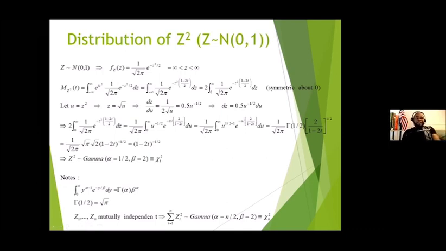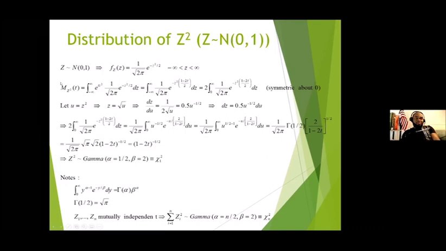Now, Z follows a normal distribution with mean 0 and variance 1. This is a probabilistic representation of that. But right now, we are trying to find the moment generating function of what? Of Z squared, not of Z. We want to use the method of moment generating function to determine what the probability distribution of Z squared is going to be. We don't know that. What we know at the moment is Z. We know the probability distribution of Z, and with the method of moment generating function, we are seeking to know the probability distribution of Z squared.